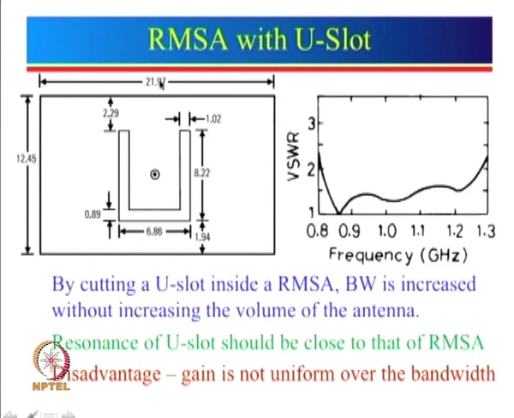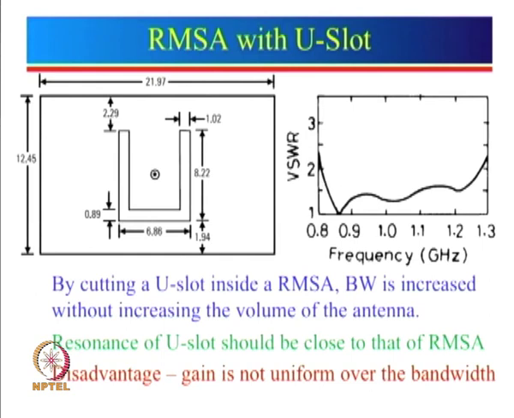So, now let me show another configuration. This configuration was reported a long time back, where this is the rectangular patch here, and over here the resonant length is 12.45, width is very large, close to 22 here. Now, what has been done here, a slot has been cut over here. By cutting this slot, one additional resonance has been obtained. So, the resonance frequency of this slot should be close to the resonance frequency of the patch here, and then one can get a much broader bandwidth.